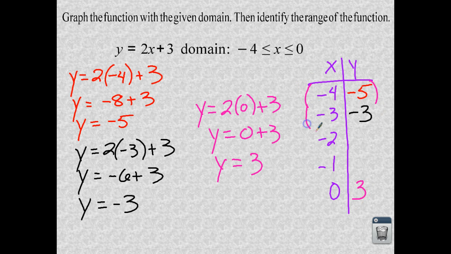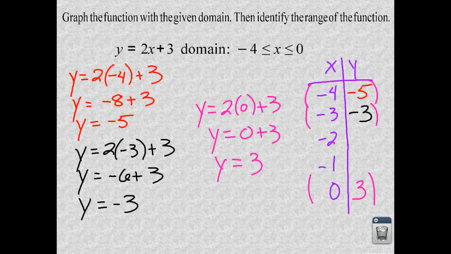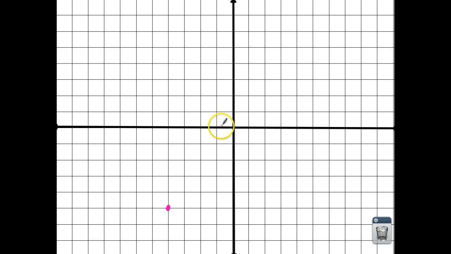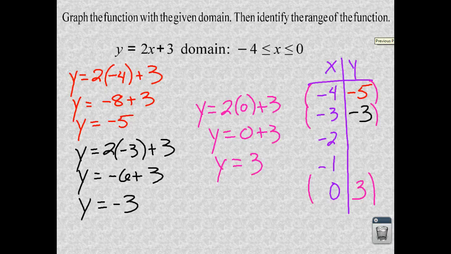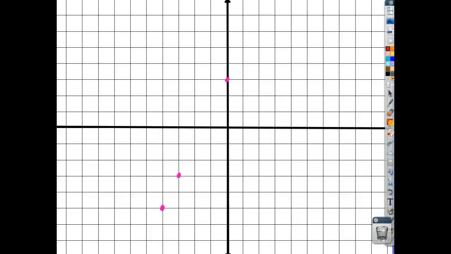So let's go graph all these 3 solutions. See what our graph looks like. -4, -5. 1, 2, 3, 4. 1, 2, 3, 4, 5. -3, -3. And then the last one, oops, sorry. 0, 3. So 0, 1, 2, 3. Now they're a little further away from each other. That's okay. We would have a straight edge or a ruler, whatever you use, that edge of a textbook, and create this line.